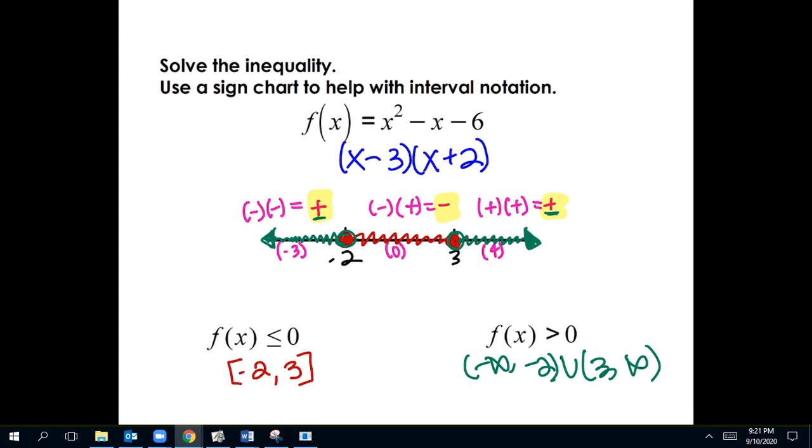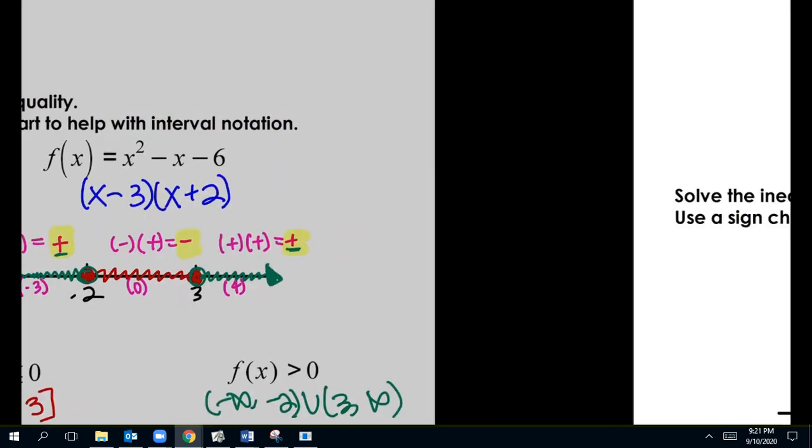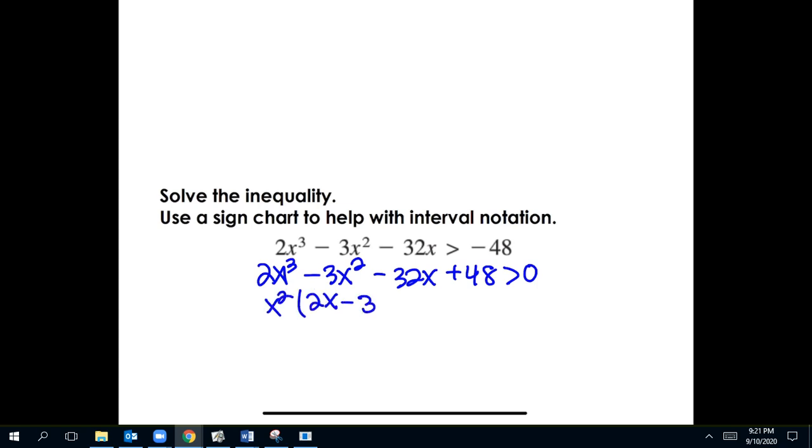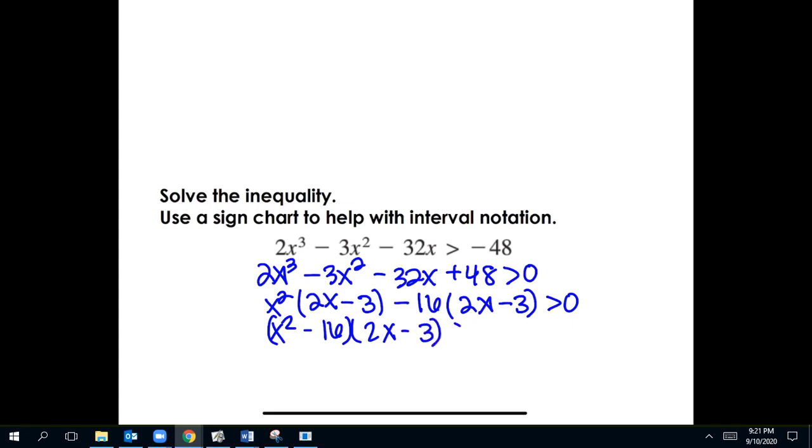So really fun stuff. I love these problems. All right, let's do another one. First step is still to factor, but it needs to be equal to 0 before we do. So we will move over that 48, and then we'll factor. And then we'll write x squared minus 16 and 2x minus 3.